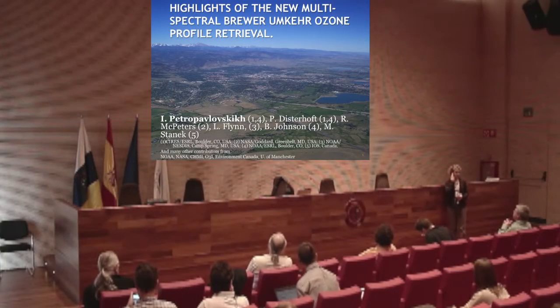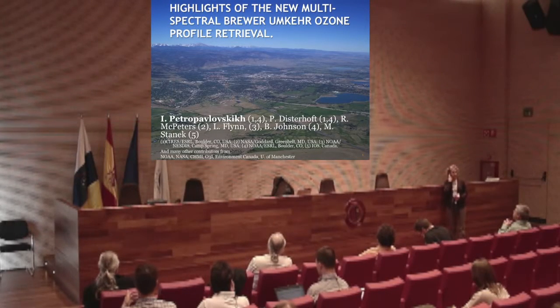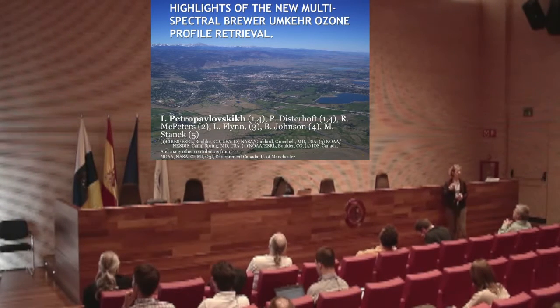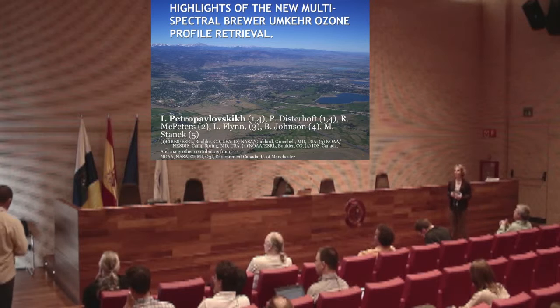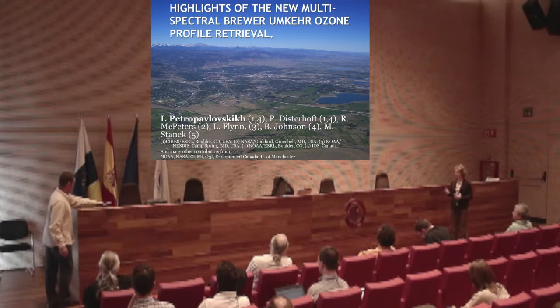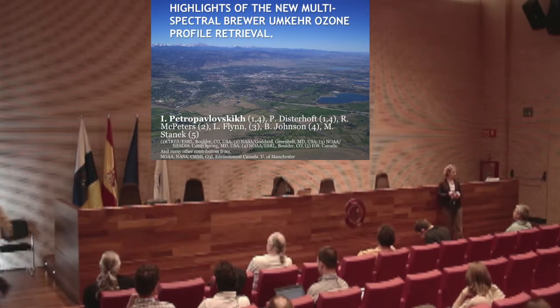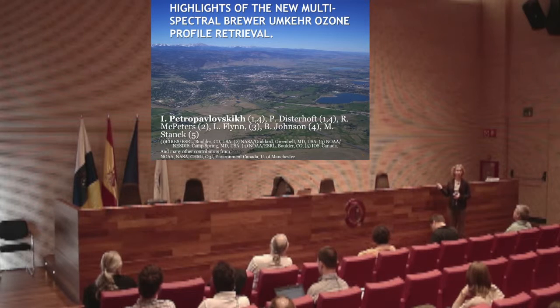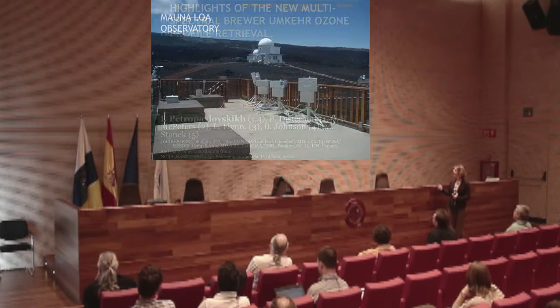So I just wanted to give you a little bit more updates on what I've been doing, slowly trying to improve the Brewer Umkehr retrieval algorithm. As you probably heard, there are several outstanding issues trying to characterize the polarization of light in a Brewer. It's one of those, and I haven't figured out how to do it yet, so I'm kind of interested to learn from Henry.